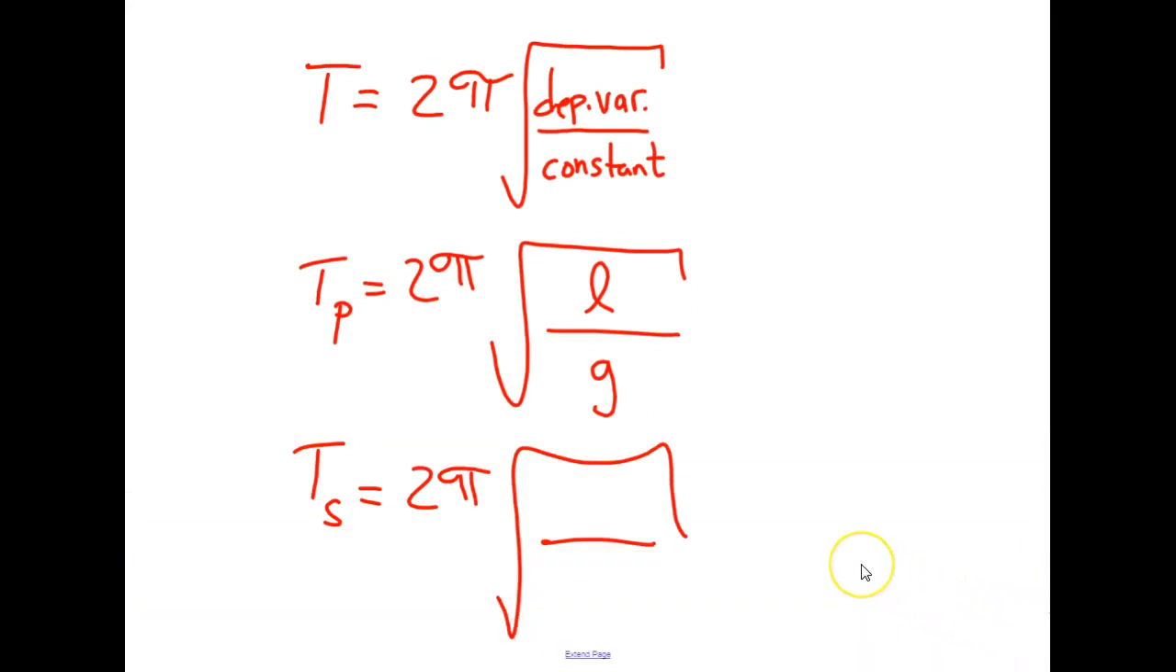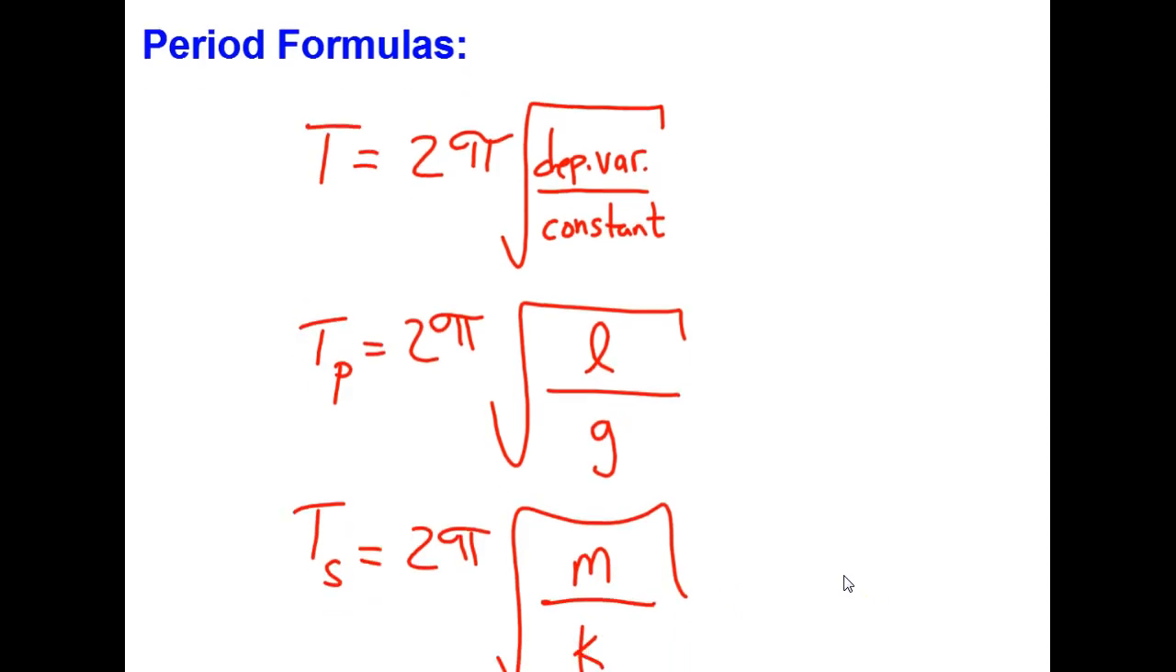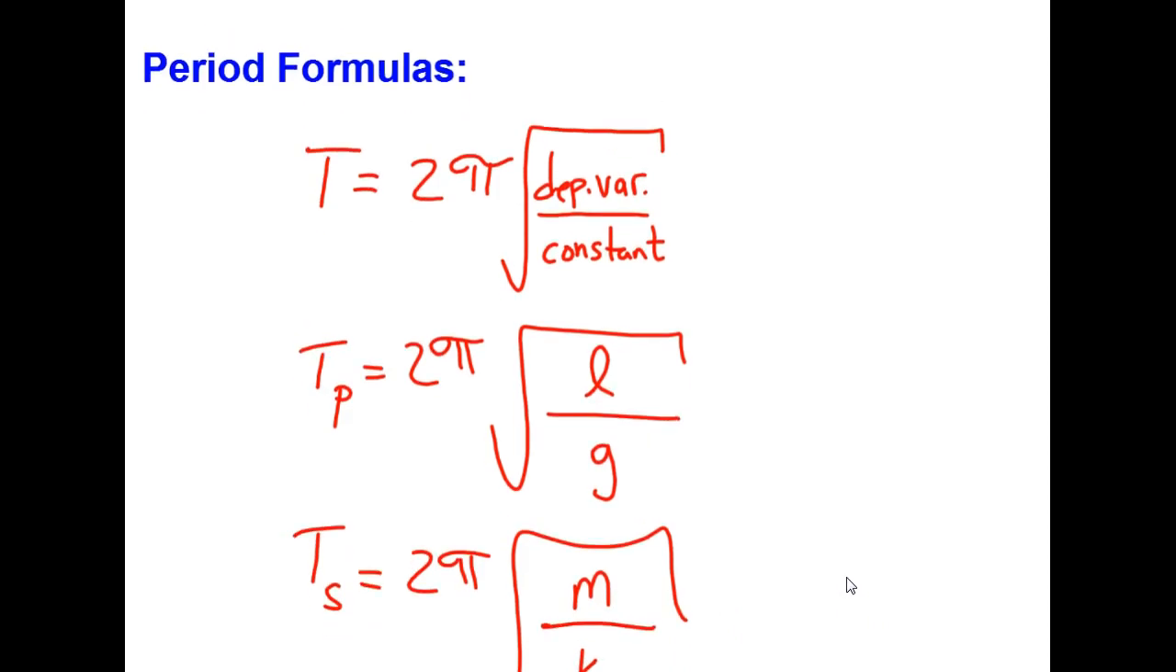2 pi square root. What is the dependent variable that controls the period of an oscillating spring? That dependent variable is the mass attached to the spring. What is the constant? This one's really easy to remember. For a spring, it would be the spring constant. And there you have it, the period formulas for both a pendulum and a mass oscillating on a spring.